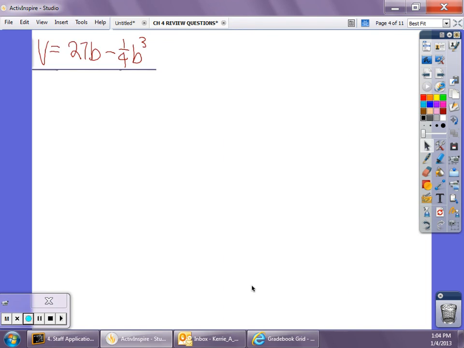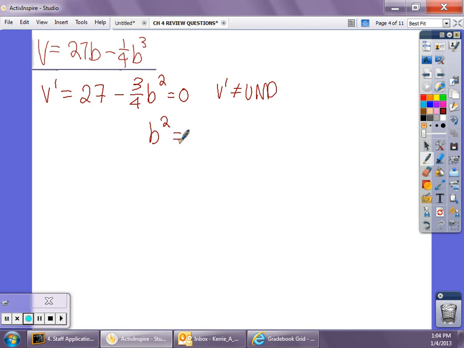All right, so we have the volume. Take the derivative. We get 27 minus 3/4 b squared. Set that equal to 0. V prime cannot equal undefined. So I get that b squared is equal to 27 times 4 thirds, 9, so 36. B equals plus or minus 6.